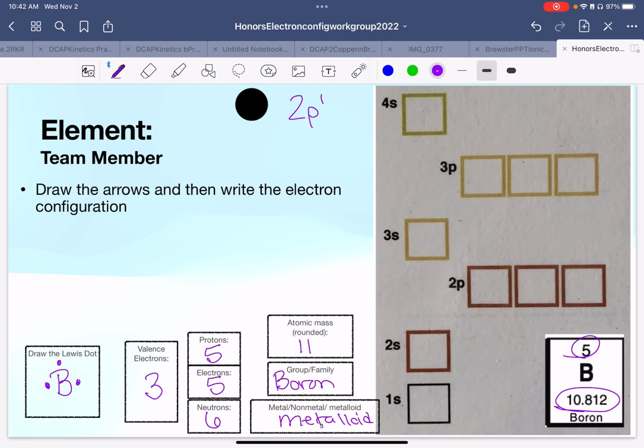Okay, so I go to 2p1, I put in 1 electron. Now, since the only way I can get there is I got to go through everything else below it, these are going to be filled. And so my electron configuration is 1s2, 2s2, 2p1. And now if I take this and I go 2 plus 1, that equals 5, which is the proton count.